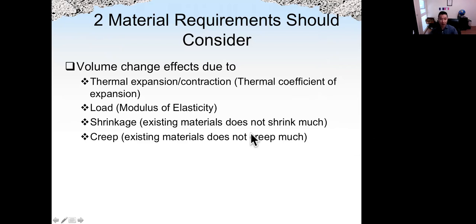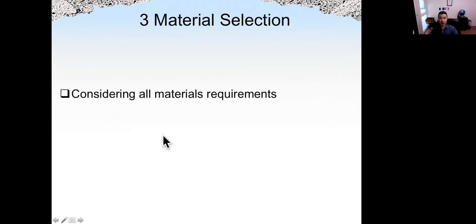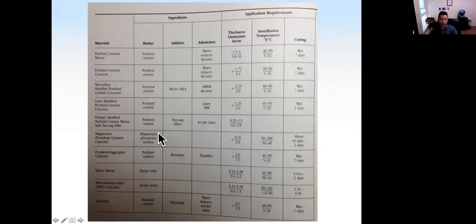So we need to consider all these material requirements mentioned above, and then we should choose the right materials to use. The next table shows us what potential materials can be used for repair, what the major ingredients for these materials are, and what the requirements for application are. For example, we can use Portland cement mortar or concrete. We know the major ingredients and the limitations for the thickness, the temperature during installation, and how long we need to cure the materials.